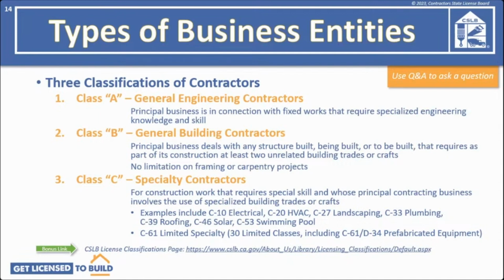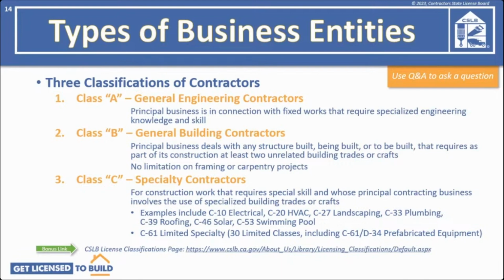The final class is C, or specialty contractors. These licenses are for construction work that requires special skill and whose principal contracting business involves the use of specialized building trades or crafts. Examples from this class include C10, electrical contractors, C20, HVAC contractors, C27, landscaping contractors, C36, plumbing contractors, C39, roofing contractors, C46, solar contractors, and D53, swimming pool contractors, just to name a few.